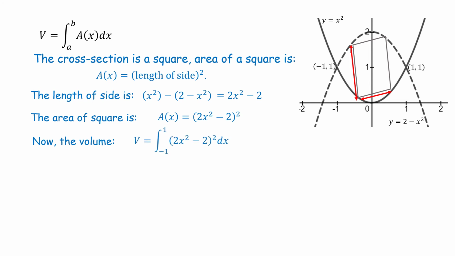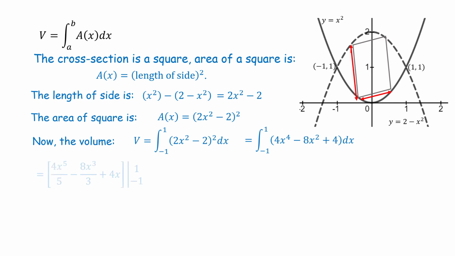We will integrate from -1 to 1, the points of intersection we previously found, and the formula for the area of the cross section, which is the quantity 2x squared minus 2, squared, dx. Let's multiply out the quantity 2x squared minus 2, squared. That'll give us the integral from -1 to 1 of 4x to the 4th minus 8x squared plus 4 dx.